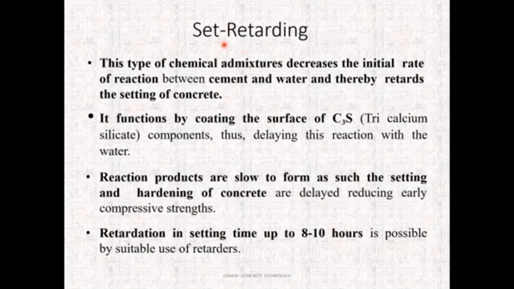The next one is set retarding admixtures, commonly known as retarders. It is a chemical admixture which is added to decrease the initial rate of hydration or delay the setting of the concrete. It functions by coating the surface of C3S. We usually know that tricalcium silicate is responsible for the setting of the concrete. So by delaying its action, the setting of the concrete can also be delayed. The reaction products are slow to form, so setting and hardening of concrete are delayed during the early stages.